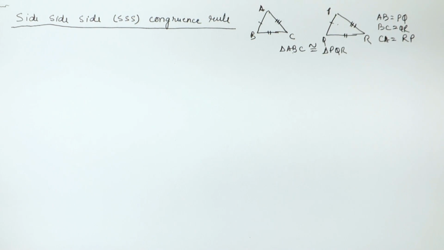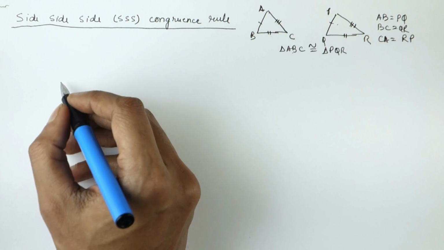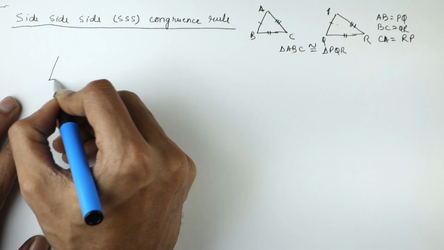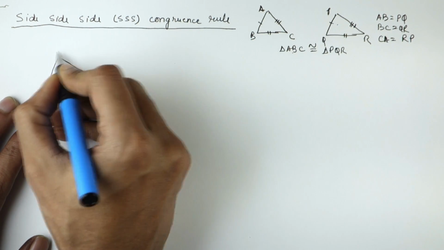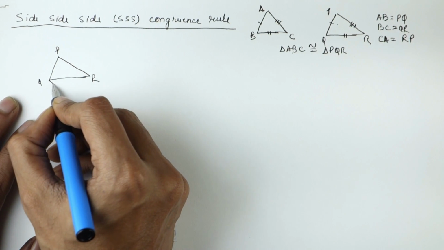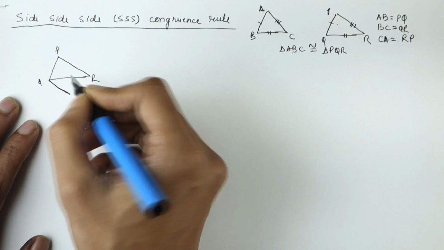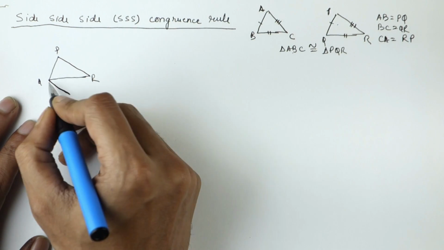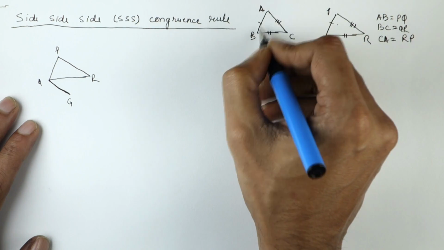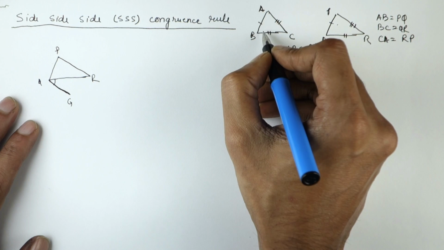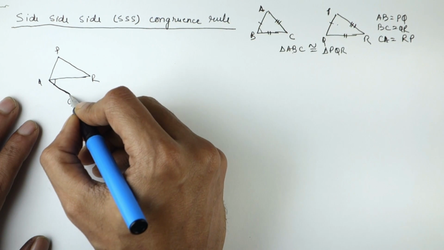Now we will try and attempt a proof of this rule. To do that, first of all, let us do a small construction. Let us take the triangle PQR. So this is the same triangle PQR, and from point Q, let us draw a line of length AB. Let's call this line GQ. So this line is of length AB, and this angle is of the same value as angle B here. And let us now complete this triangle.